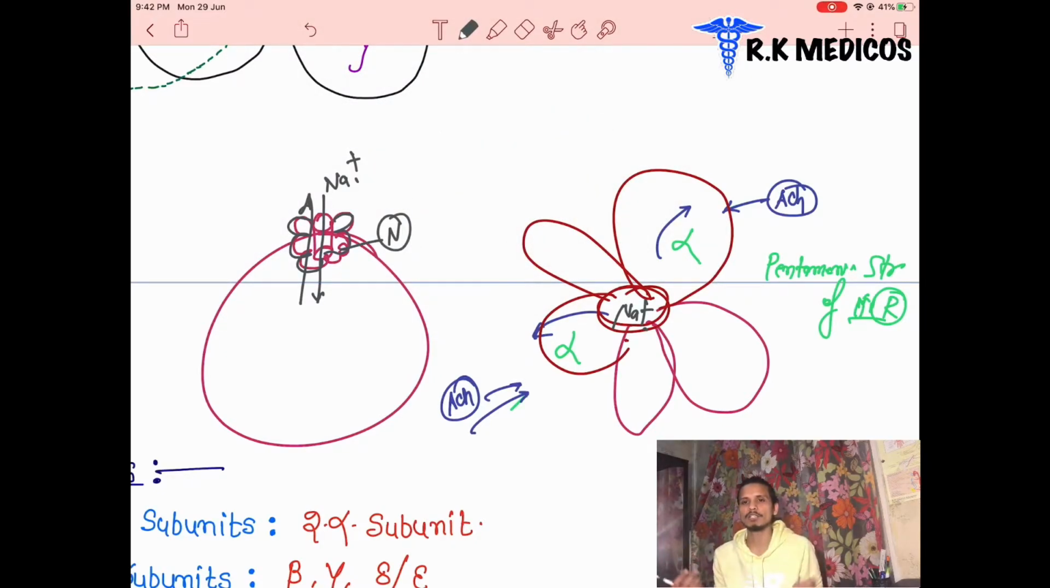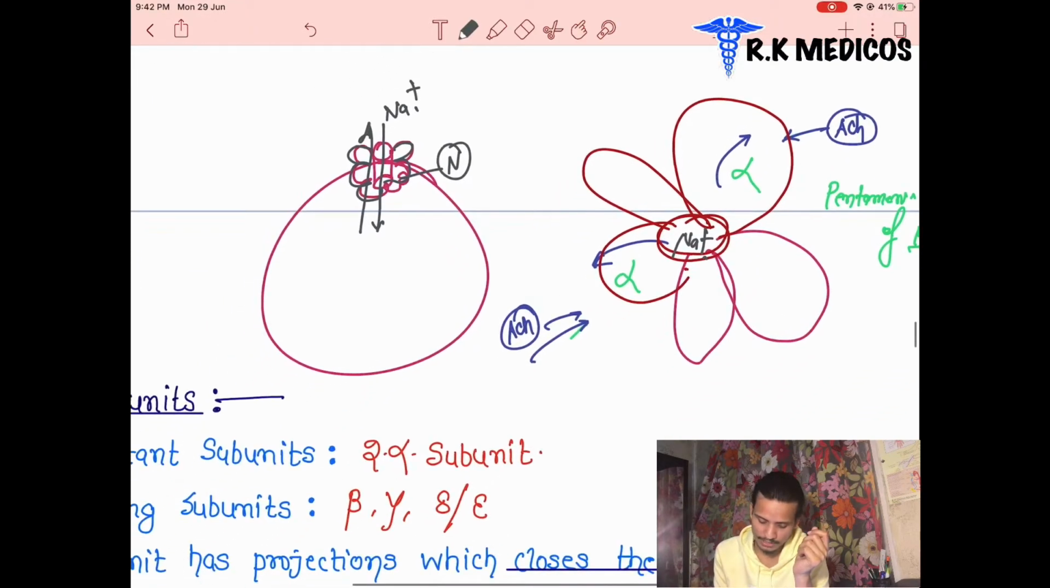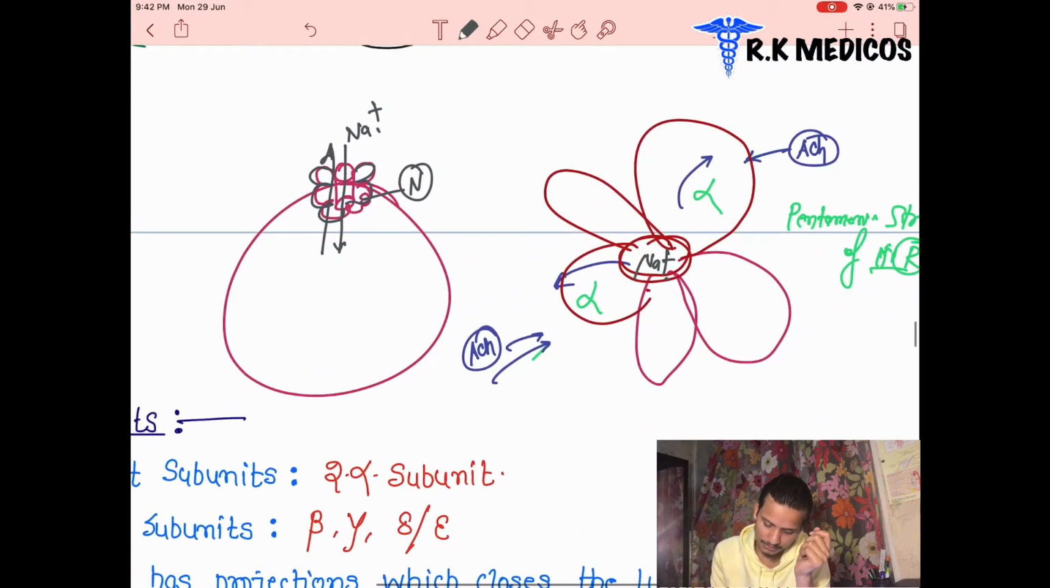The opening and closing is regulated by the alpha subunit. The alpha subunit is responsible for the opening and closing of the lumen, through which the movement of sodium ions inside and outside is regulated. It means the alpha subunit is most important here. We can see the other three parts. There is this one, and this one. This one is the beta subunit. This one is the delta or epsilon, and this one is the gamma subunit.